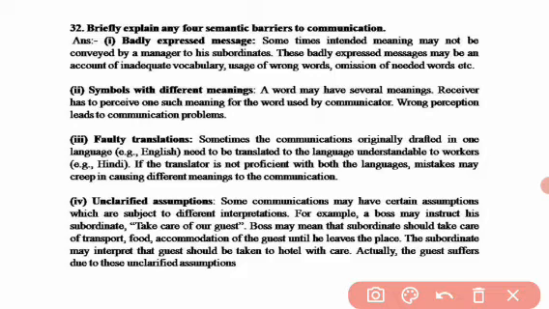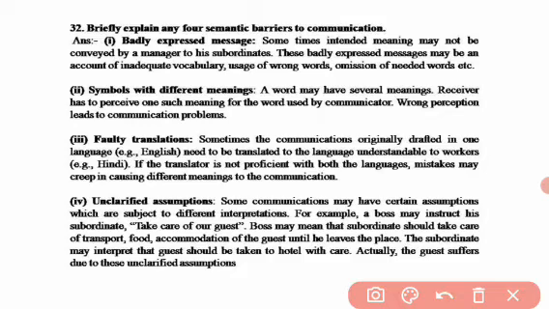So first one, that is badly expressed message. Sometimes the intended meaning may not be conveyed by a manager to his subordinates. These badly expressed messages may be on account of inadequate vocabulary, usage of wrong words, omission of needed words, etc. If the communication is made in a bad expression, that is one of the semantic barriers.